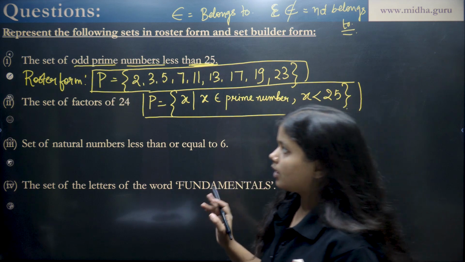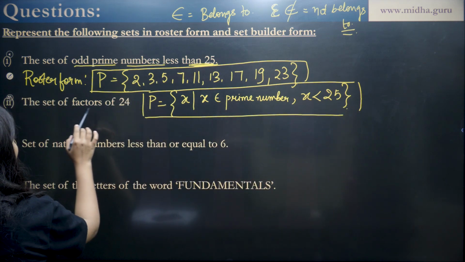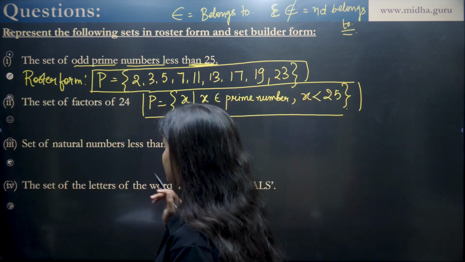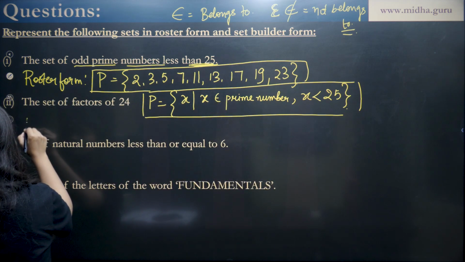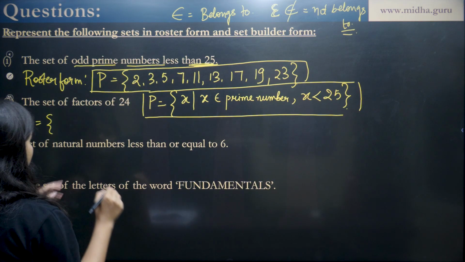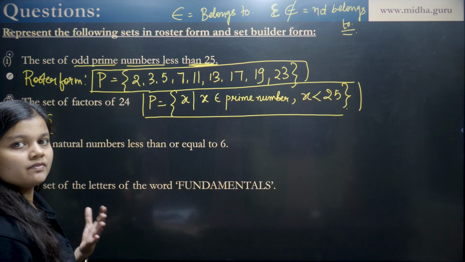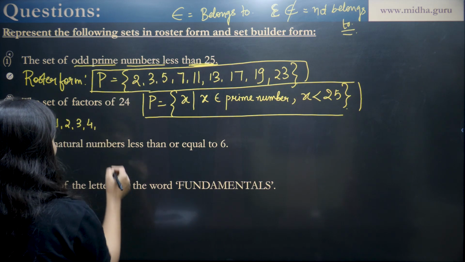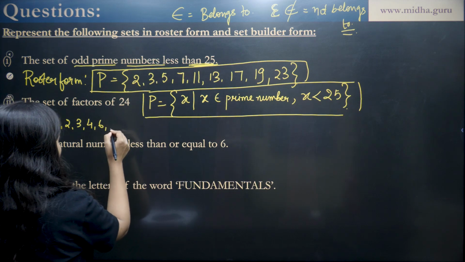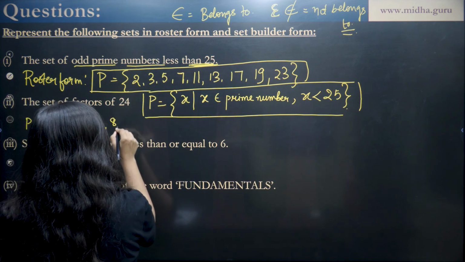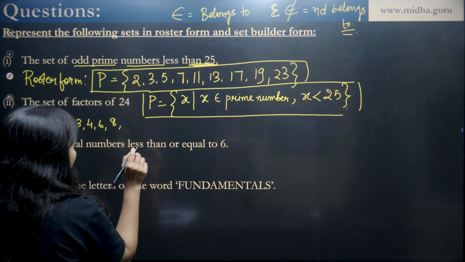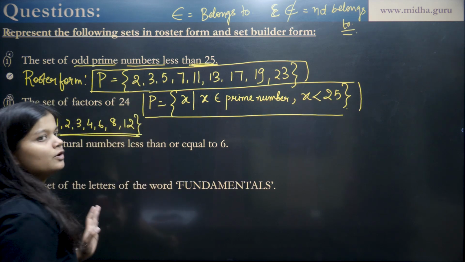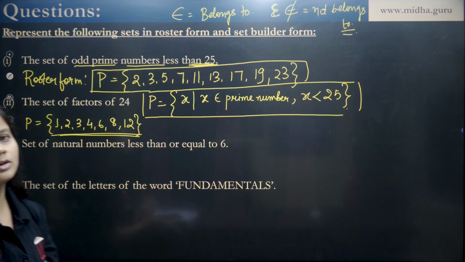Now the next question is the set of factors of 24. We have to find the set of factors of 24. Let's try to find the elements first. So in roster form it is written as factors of 24. What are the different factors of 24? It is 1, 2, 3, 4, not 5, 6, not 7, 8, 9 is not there, 10 is also not there, 11 is also not there, and 12. So these are the factors of 24, written in roster form.